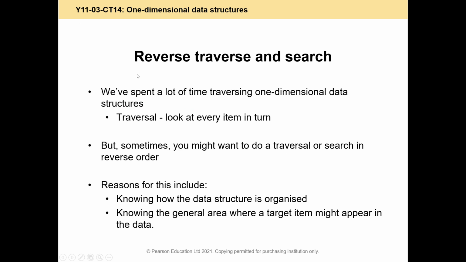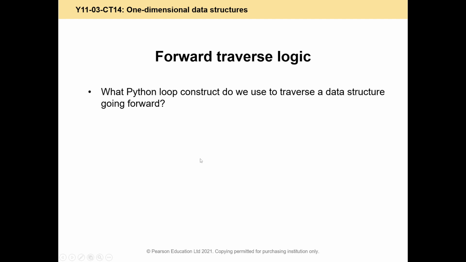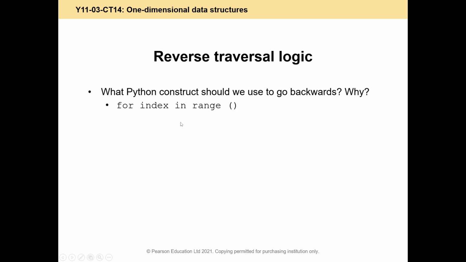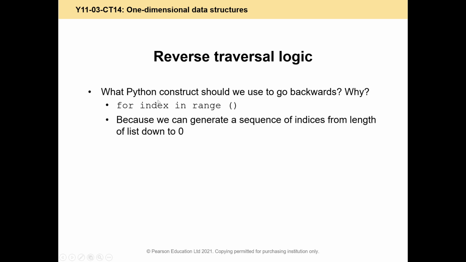What we need to be able to do is traverse and search. So that means iterating through a list. So we could have a while loop or a for loop. We could go backwards, possibly. So we can see an example here.